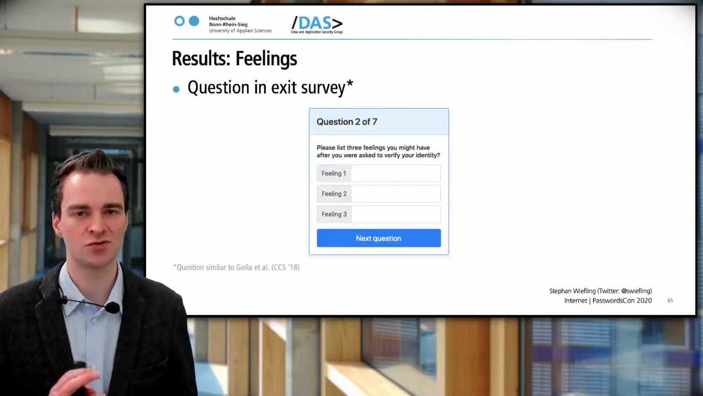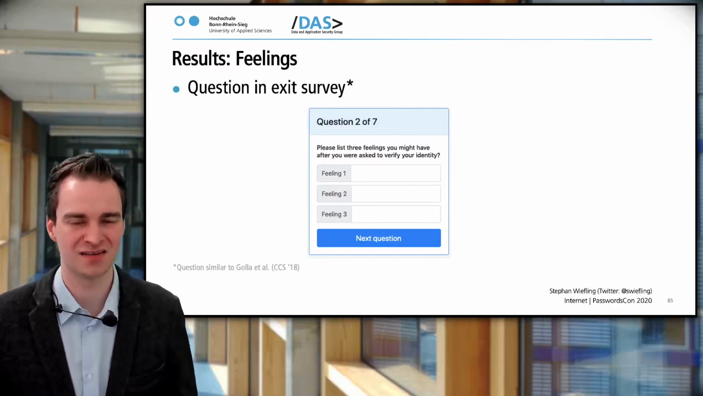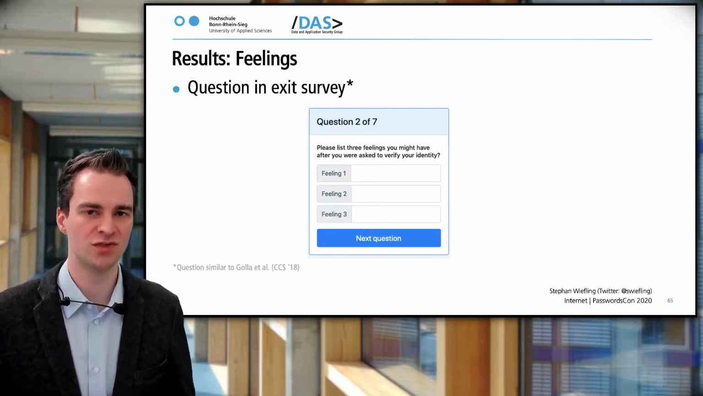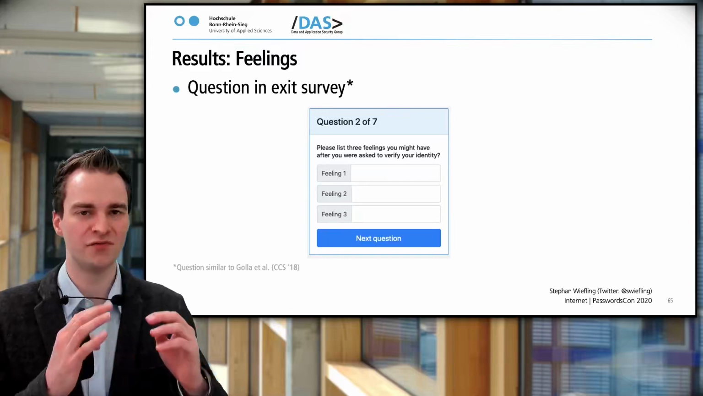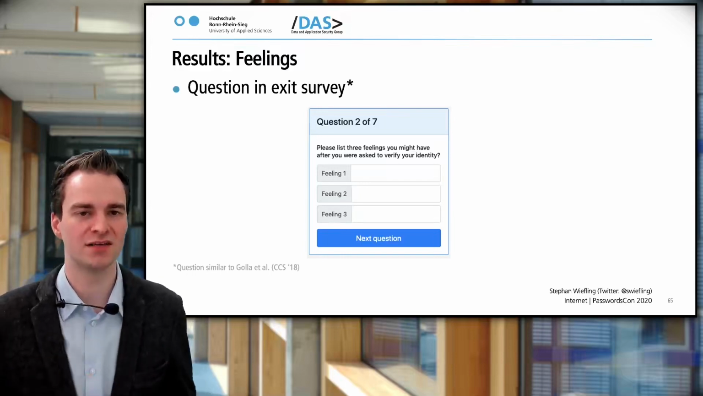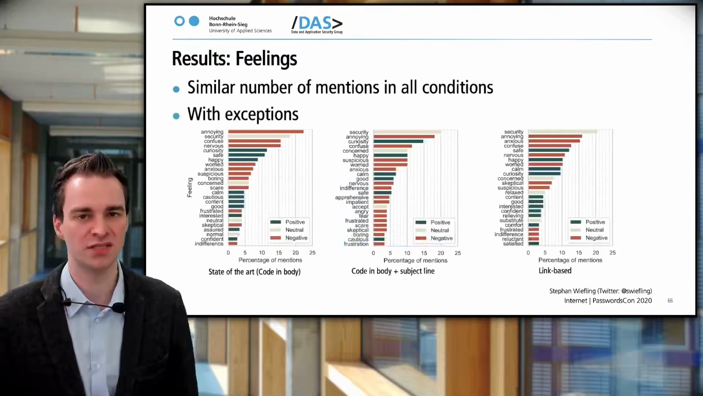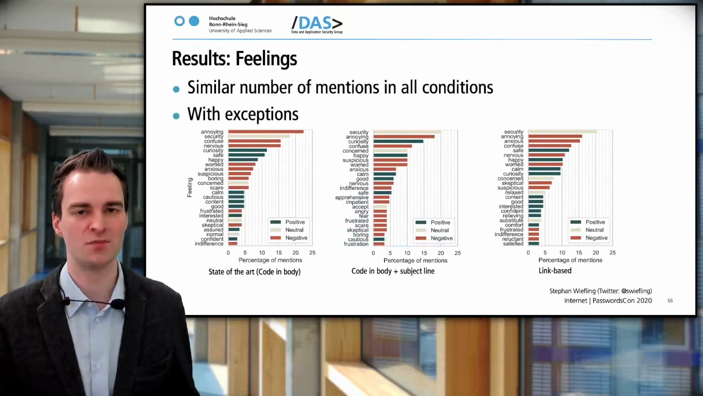We also wanted to measure the sentiment because it's also a factor in whether users are accepting it. So we did something similar to Max, who did it for another purpose. We just asked the participants to state 3 feelings they had when they verified their identity. And it was a free answer. And after that, we filtered these answers and ranked how often they were mentioned.